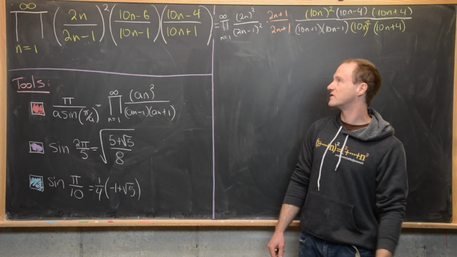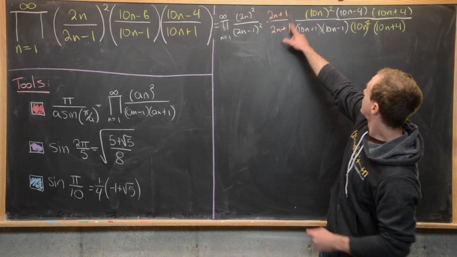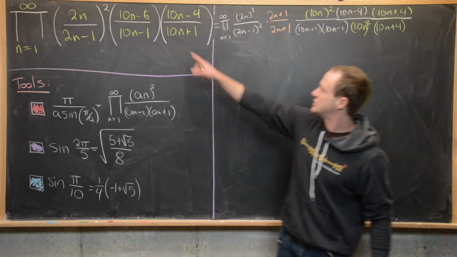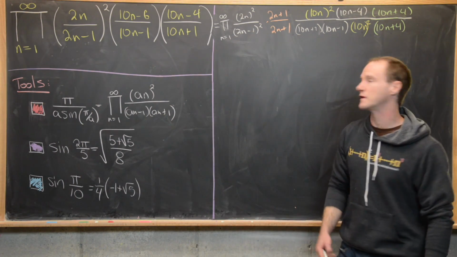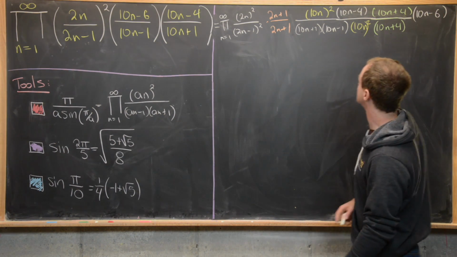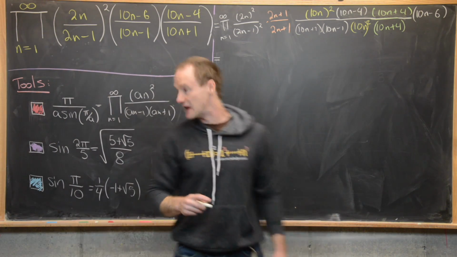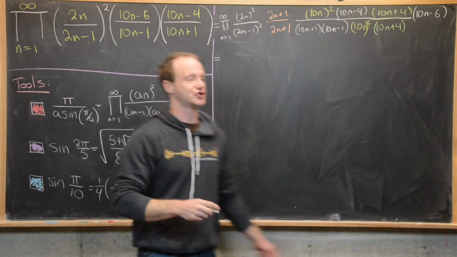So now let's see what we haven't taken care of. So now we've included all of our original terms and 3 new types of terms. We just need a 10n minus 6. That's the only thing that we're missing. So let's write that up here, 10n minus 6. So now let's go ahead and partition this into pieces that can be evaluated using this first tool.